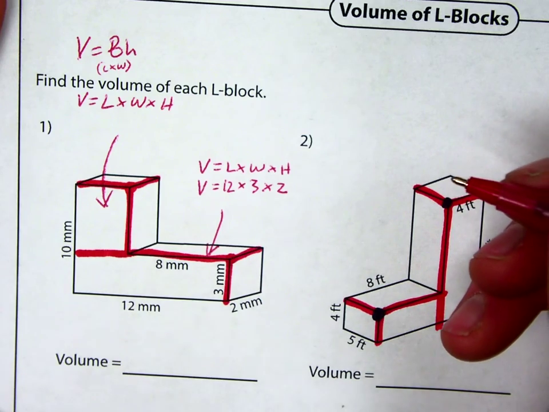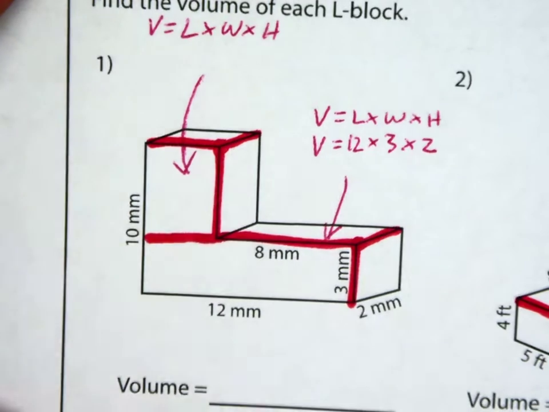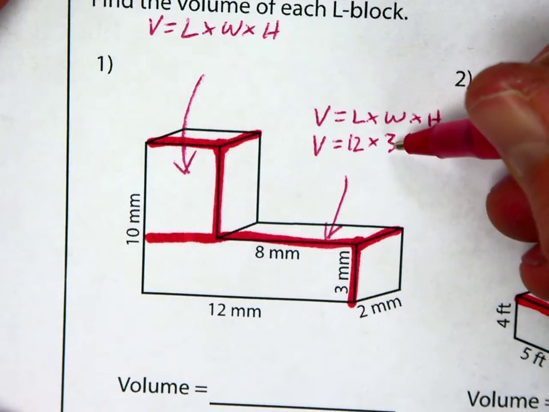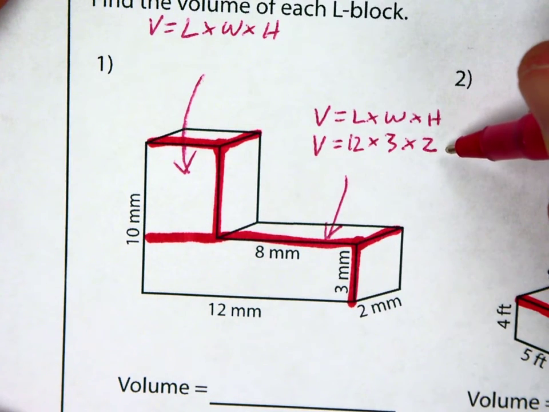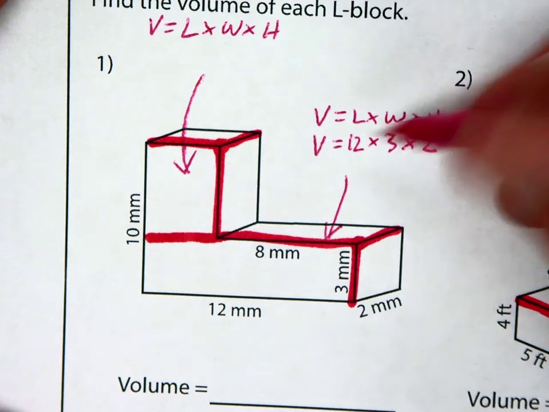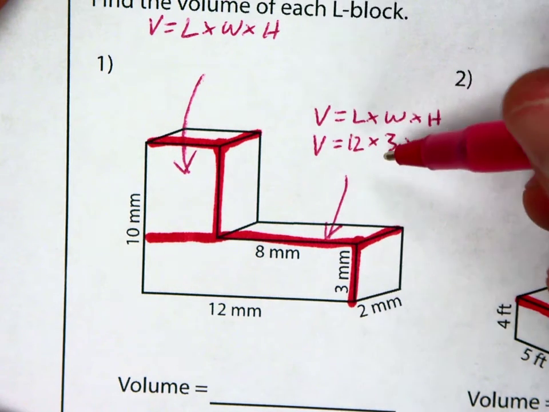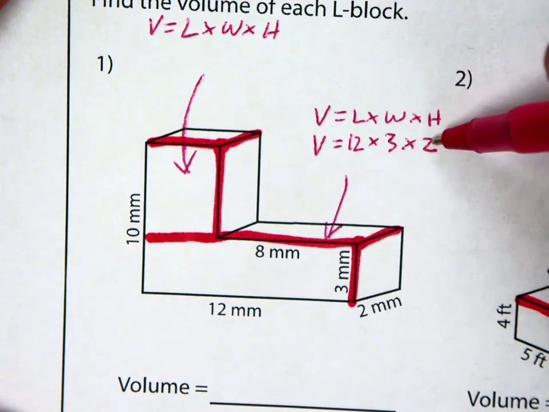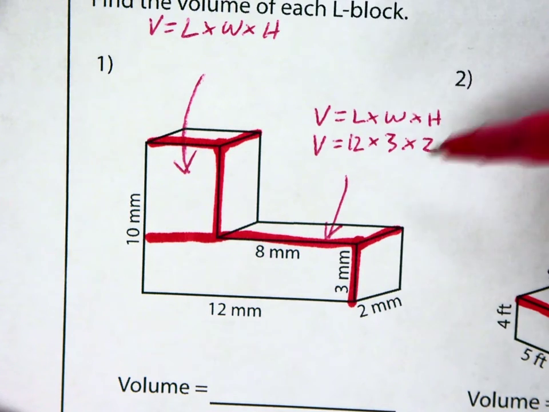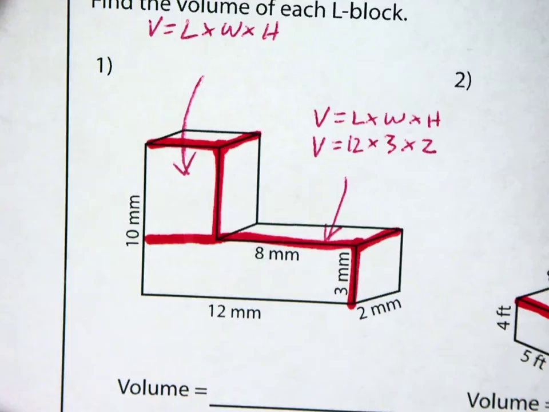And it does not matter the order in which they multiply that. For example, your student may want to go 12 times 3, that's 36, times 2, that's 72. Or you might have a student that says, well, I can multiply the 3 times 2 and that's 6, and 6 times 12 is 72. It doesn't matter how you multiply those because they're all going to come out the same way. 12 times 2 is 24, times 3 is 72. The order doesn't matter, and neither do the names of what you call the different sides.